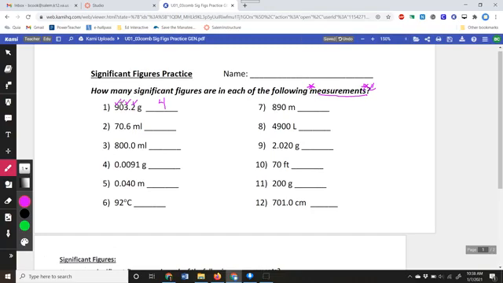And number 2, check marks above all digits. Rule number 2 is look for zeros in a sandwich. Check. I just got to the end of the measurement. So we have 3 significant figures.